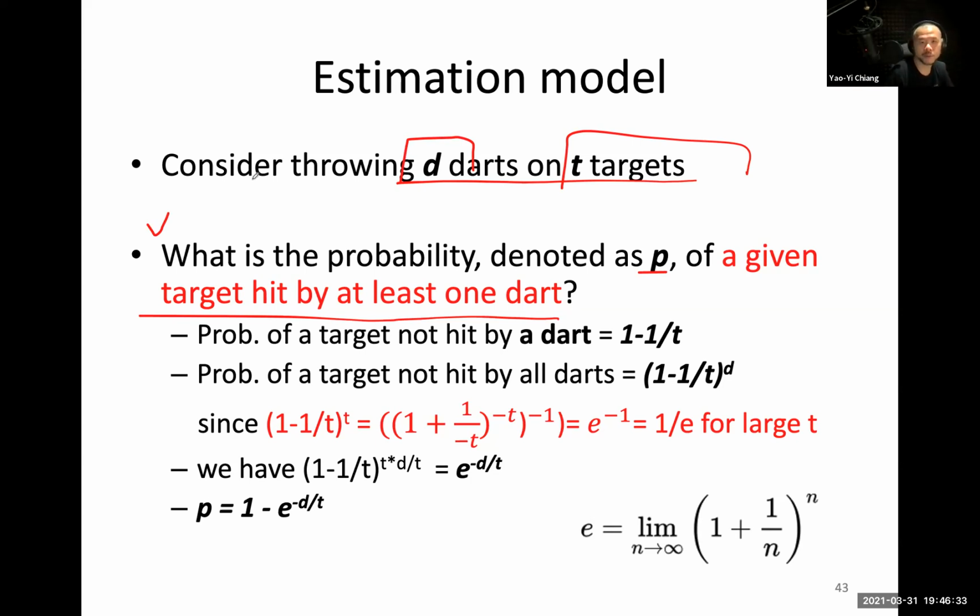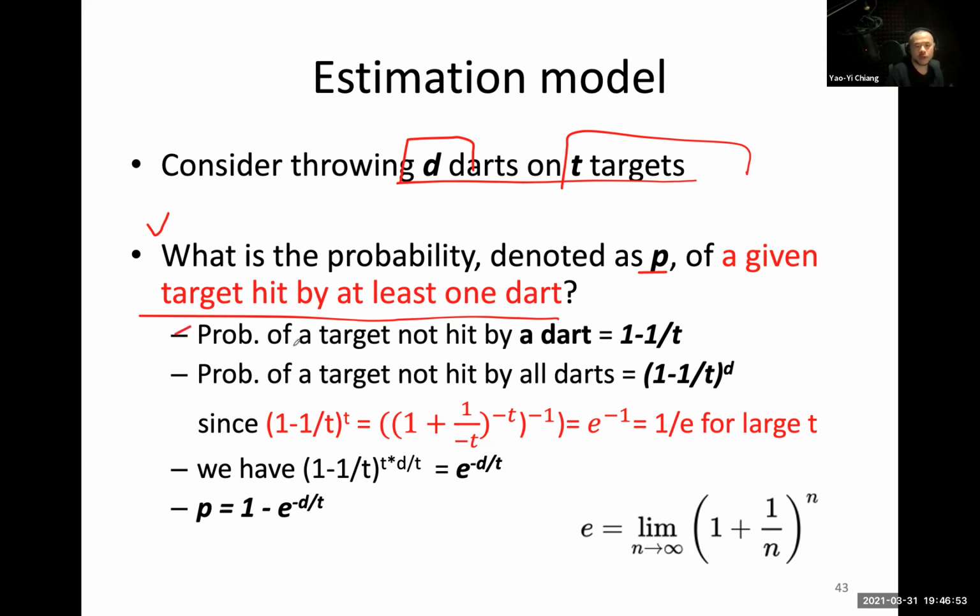So what's the probability p of a given target being hit by at least one dart? Oh, give me 1 minute. Okay, I'm back.